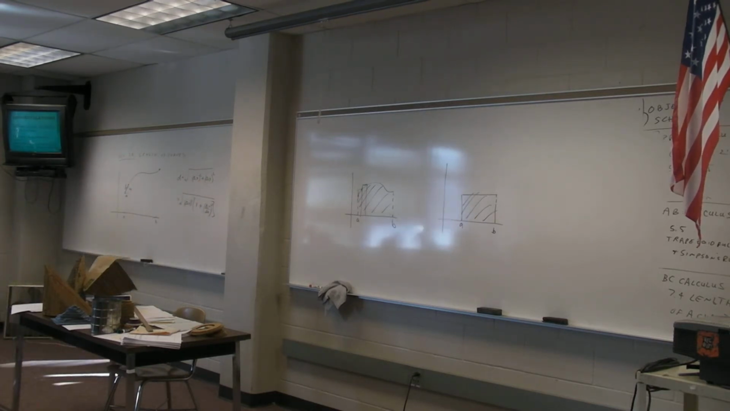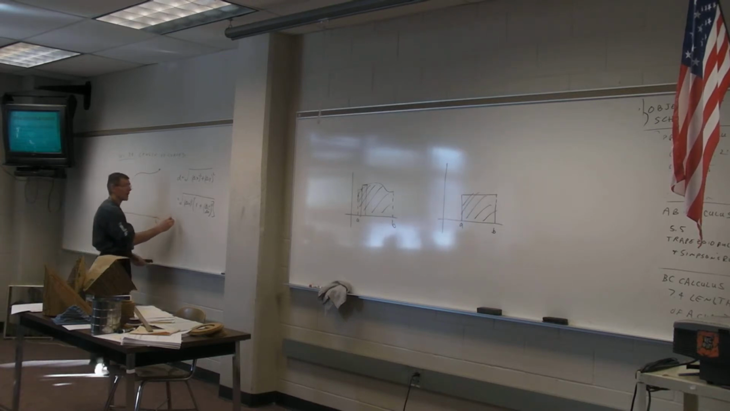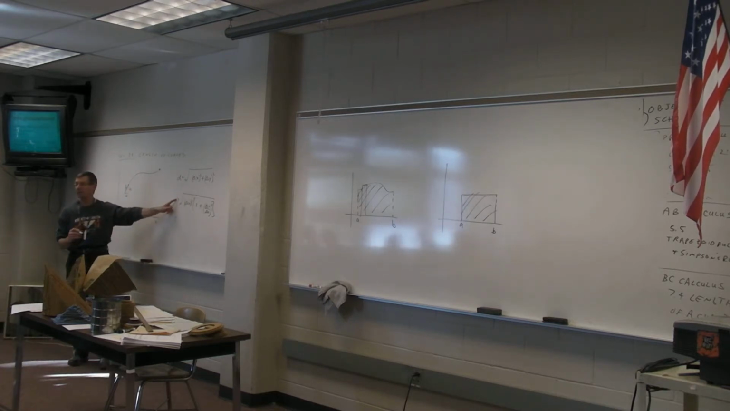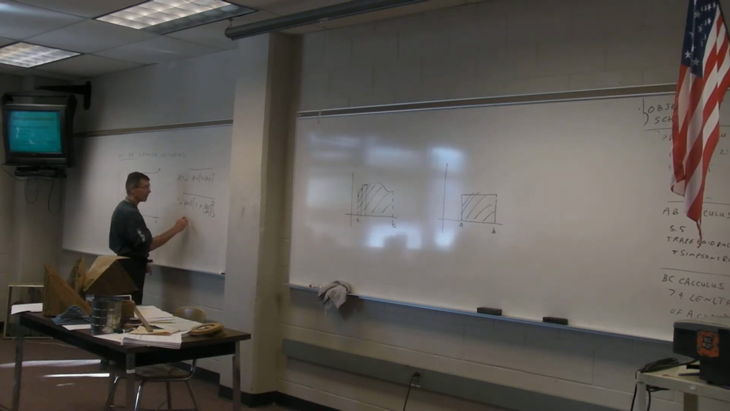Okay. Now let's just pull that out of the square root. If you pull that out, the delta x squared comes out as delta x. So I'm going to put it on the back side over here.